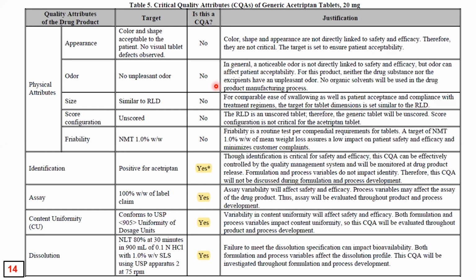Odor, once again: the patient is not going to be affected, because most of the tablets, if you see, have a bland odor or no odor, and odor is nowhere related to the safety or efficacy of the product. So this is also not a critical quality attribute. Similarly, size: as we are already making the size with respect to the innovator product, there is no question of it being related to the critical quality attributes.